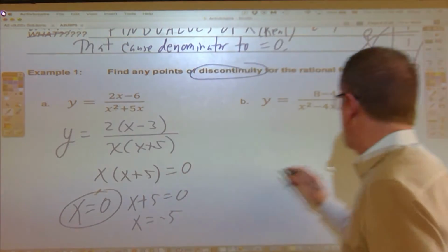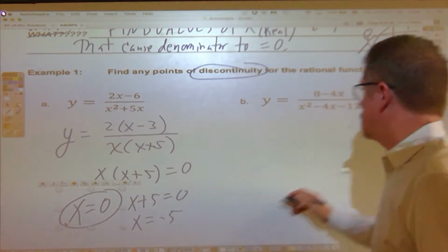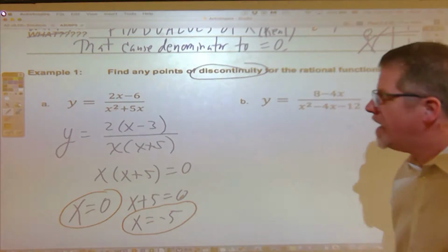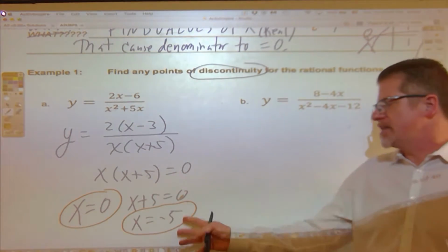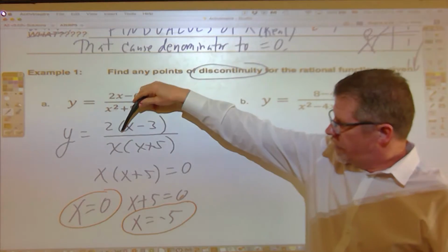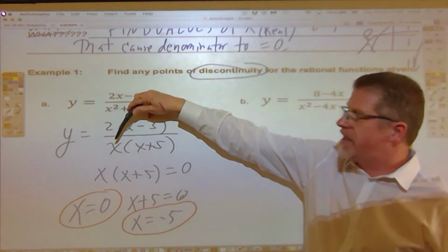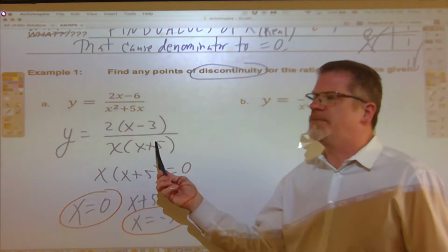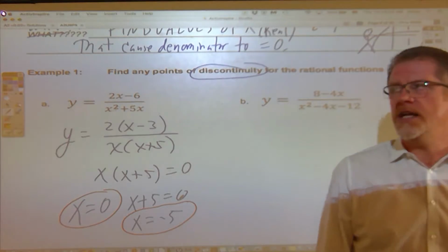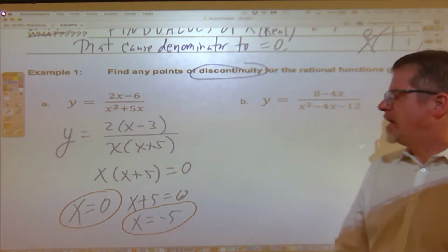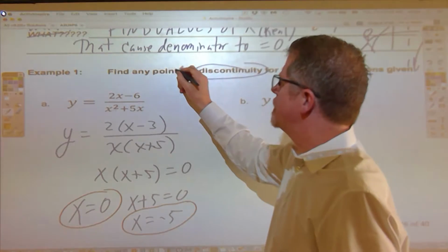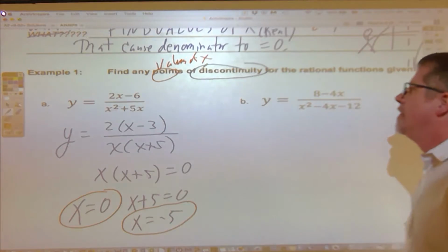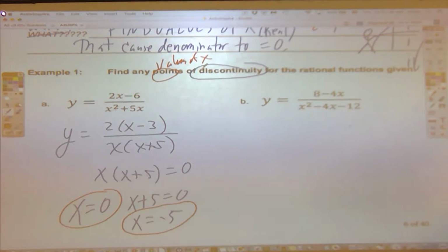If x is equal to 0, then the denominator will be equal to 0. That's one solution. And if x equals -5, then the denominator is going to be equal to 0. I mean, think about it. Replace both x's with -5. You get -5 times 0, that's 0. Also, if you put a 0 in for x, you get 0 times 5, which is also 0. Any questions on how to find the values of x? So when they say any points here, what they really want here is the values of x where we have discontinuities.